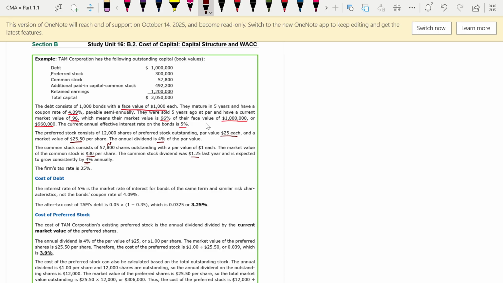The interest rate is how much? 5%. The interest rate of 5% is the market rate of bonds for the same term and similar characteristics, not the bond's coupon rate. What is the rate of interest? 5%. The after-tax rate of interest is how much? See the thing, the after-tax cost of debt. How much is the 5%? The interest rate is 5%. This is the cost of debt after tax.